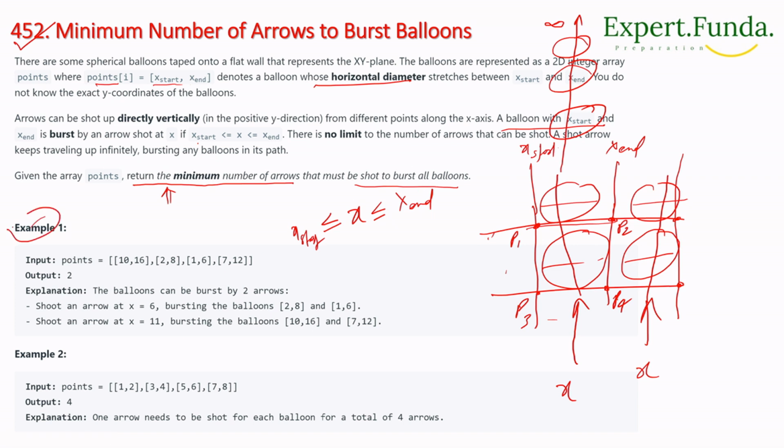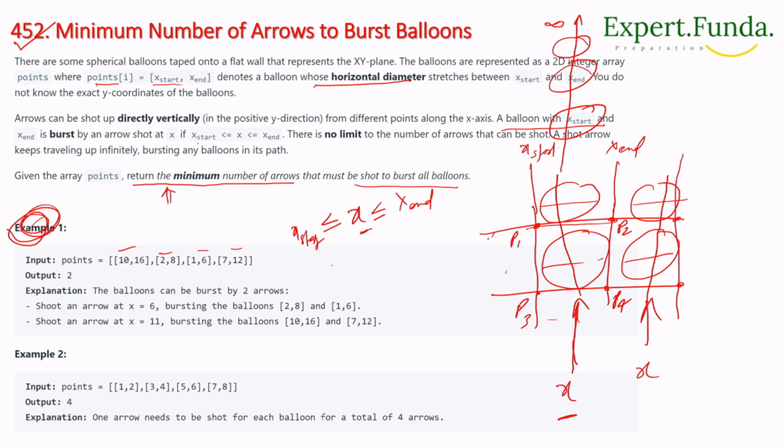Okay, so this is example one, and it has given some points, right? So now we have to check this x, right? So when I am sending this arrow at x, how many balloons can it get at a point, right? So if we check here, that is 10 2 1 7, right? And this is the end, right? So 10 16, 10 16, we can check.